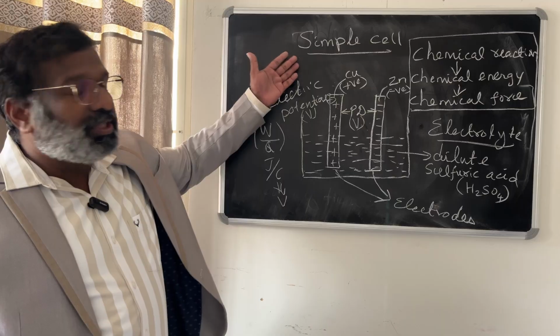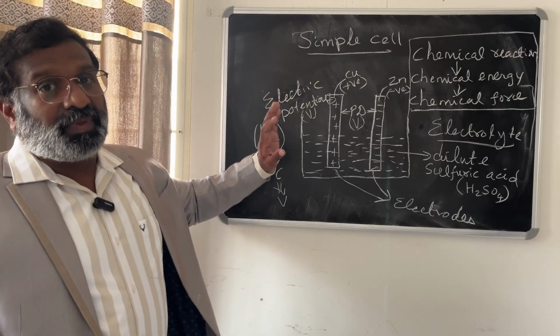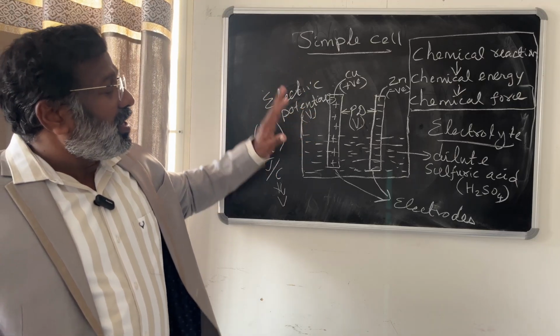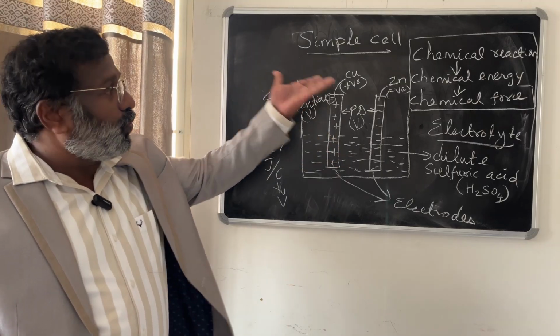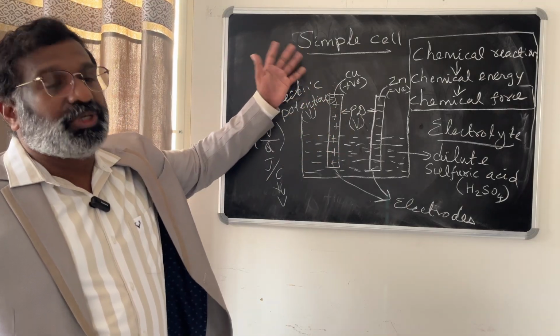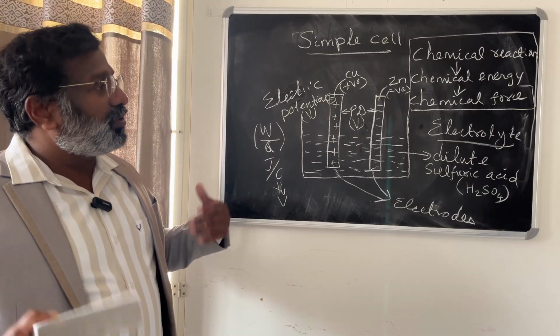So what happens in the simple cell? The simple cell is a galvanic cell. That means chemical energy is converted to electrical energy. In this way, voltage is produced in a simple cell. So shall I repeat?